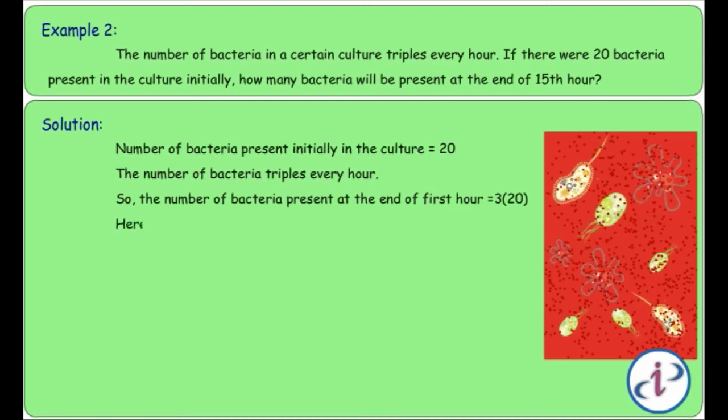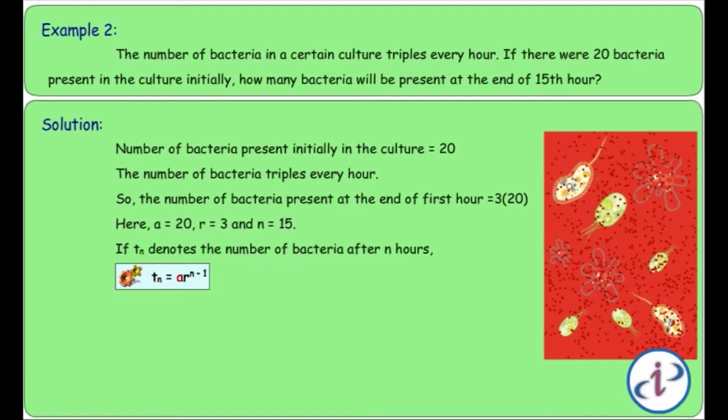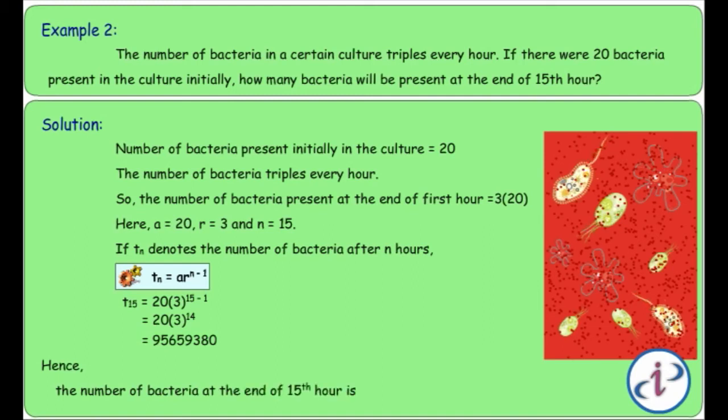Here, the first term a is equal to 20, common ratio r is equal to 3, and n is equal to 15. If Tn denotes the number of bacteria after n hours, Tn is equal to a times r to the power of n minus 1. Substituting the values, we get T15 is equal to 20 times 3 to the power of 14. Hence, the number of bacteria at the end of 15th hour is 9,56,59,380.